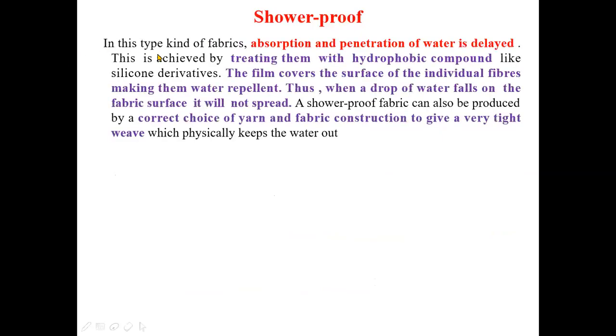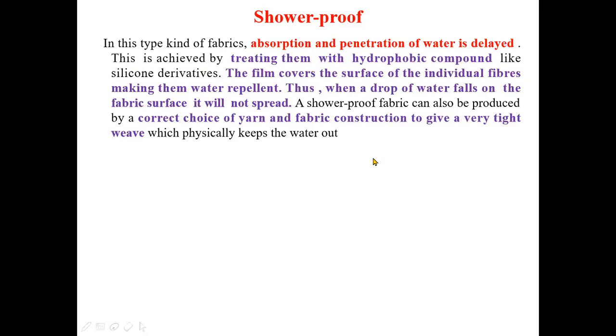And next is the showerproof fabric. In this kind of fabric, absorption or penetration of water is delayed, and this is achieved by treating them with a hydrophobic compound like silicone derivatives. Earlier, I have discussed the silicone derivatives. These silicone derivatives are mainly used as a softener, and they are hydrophobic compounds. Because of the treatment with a hydrophobic compound, the fabric will be water repellent.